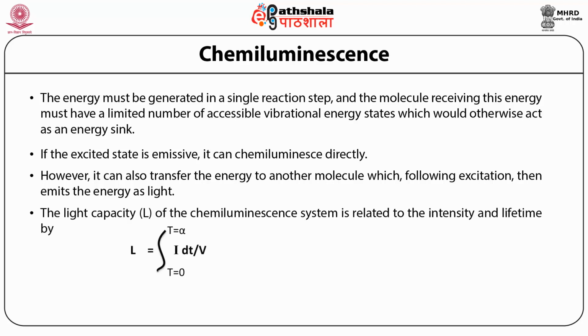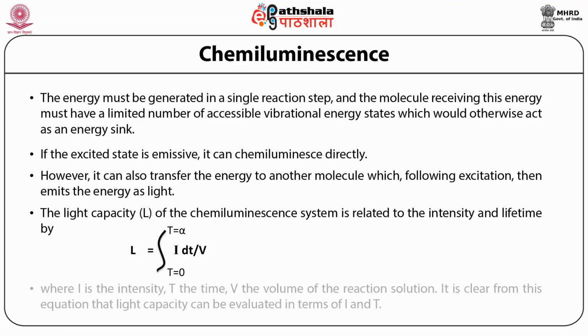The light capacity of the chemiluminescent system is related to the intensity and lifetime by the equation given, that is L is equal to the integration of intensity dt over V, where V is the volume of the reaction solution. It is clear from this equation that light capacity can be evaluated in terms of intensity and the transmission.